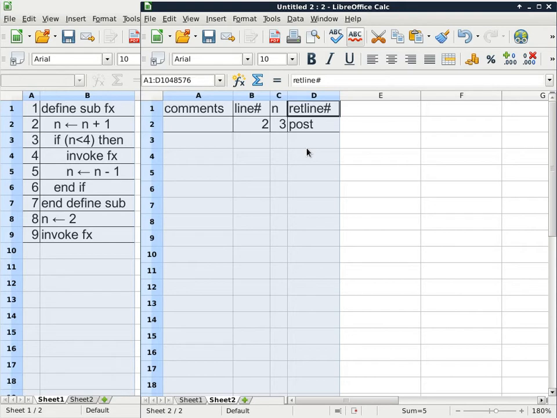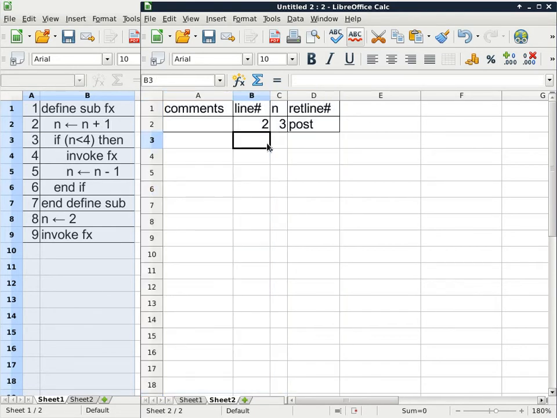Okay, so let's go ahead and say, where are we at this point? We are on line 2 at this point, and one return line number column has been set up already, which makes sense because fx is a subroutine. So somebody has to invoke fx for my current line to be on line 2, and that's why column D is already used for a return line number. And from the way it's set up, we came from line 9 in order to have a return line number of post.